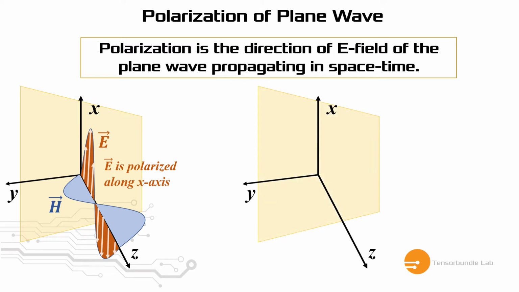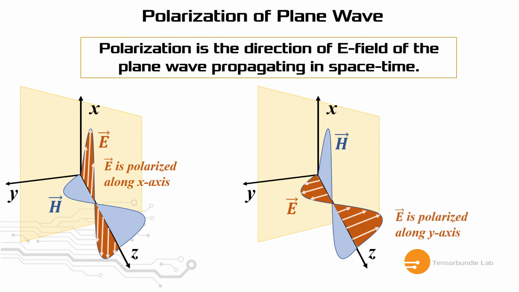And in the second case, look at the orientation of the E field. Now the E field is oscillating along the y-axis. So in this sense, we say that the plane wave is polarized along the y-axis, or a horizontally polarized plane wave. So this is for the Cartesian coordinate system.